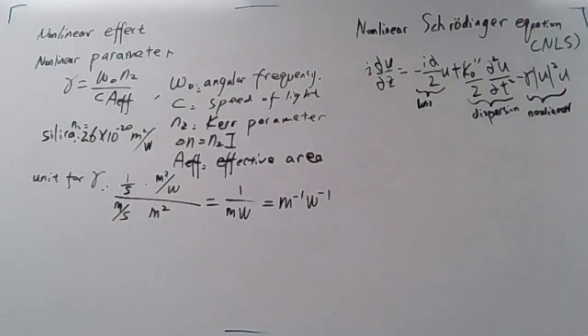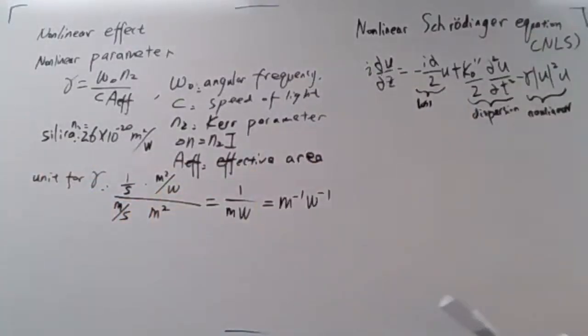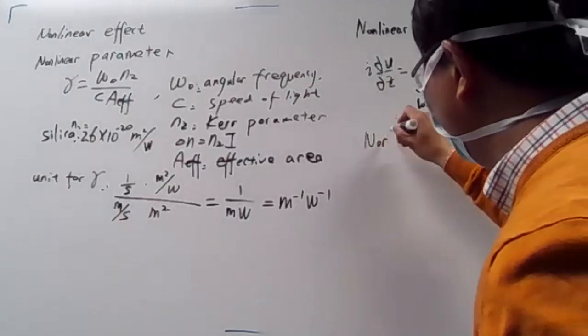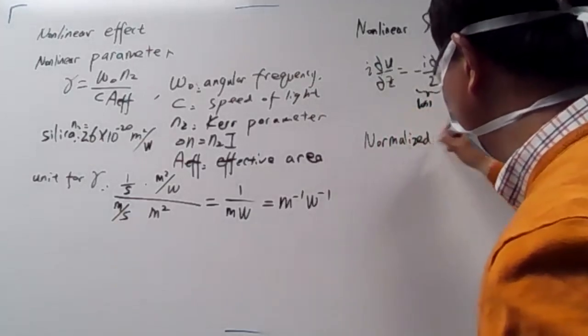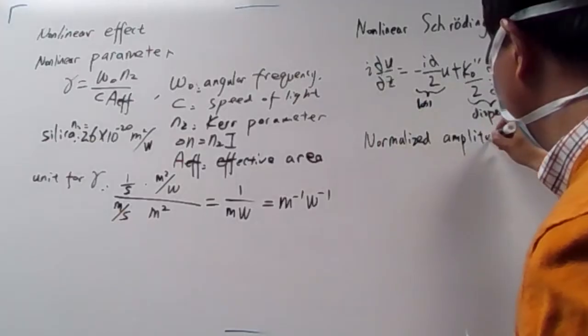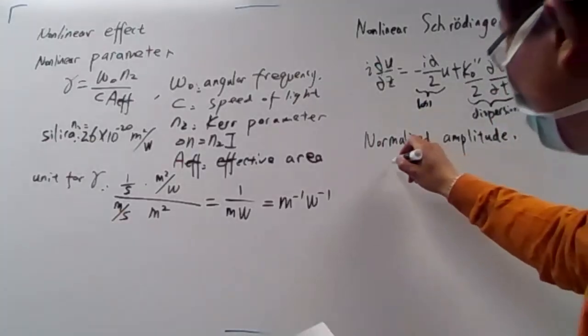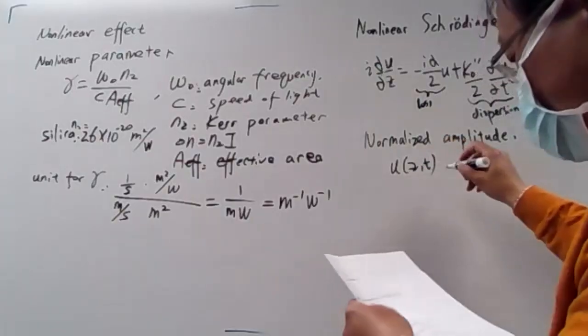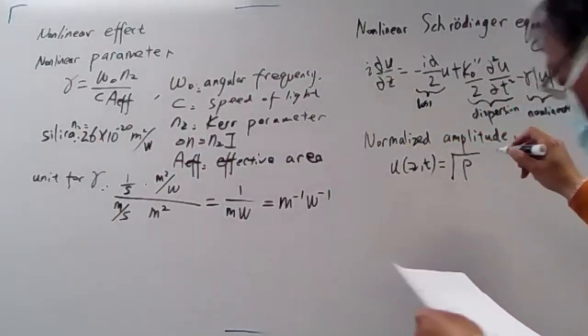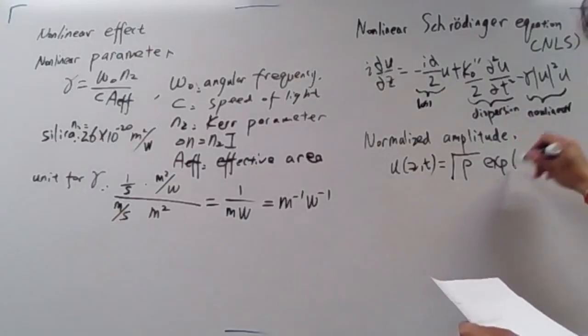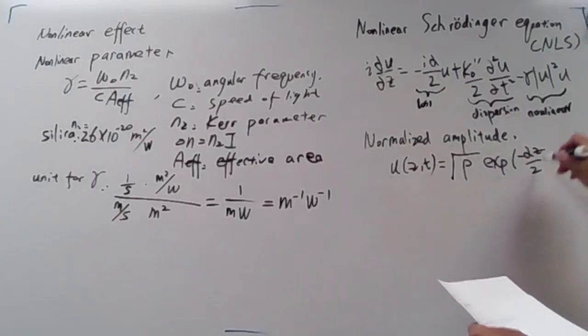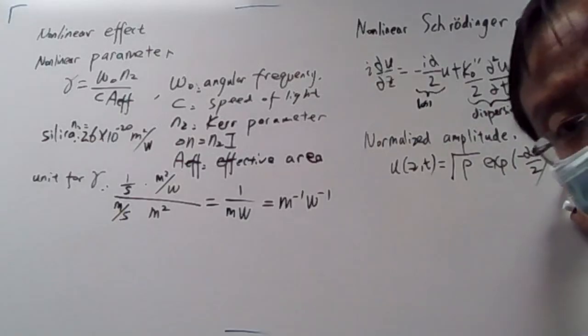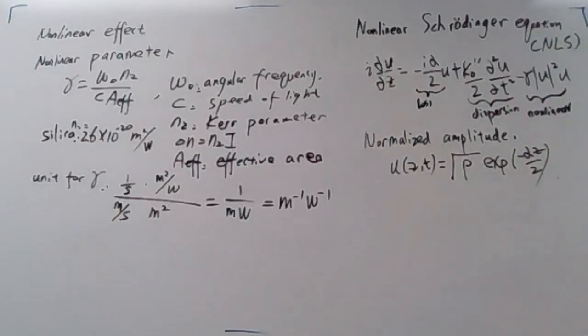Okay, so next, let's simplify this equation. Let's replace it with a normalized amplitude. So this would be U(z,t) equals square root of P times exponential negative alpha z over 2. Can you all see it? Oh, you're almost on the boundary, so let me write it here.